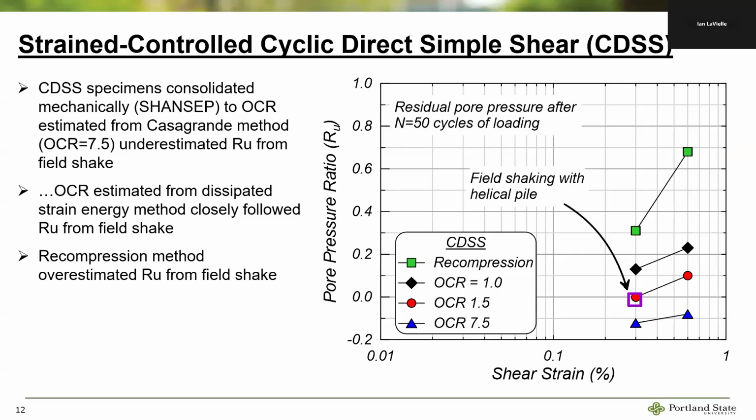Again, it's just one data point, and you have to treat it as is. I want to avoid extrapolating it and making a solid recommendation, but it's an important data point. So the CDSS specimens that you consolidate using the SHANSEP type approaches, where you load to a certain stress and unload back, underestimate the pore pressure that we develop in the field. If you come up with your OCR using the strain energy method, you're pretty close to a match. If you use the recompression approach, you're higher.